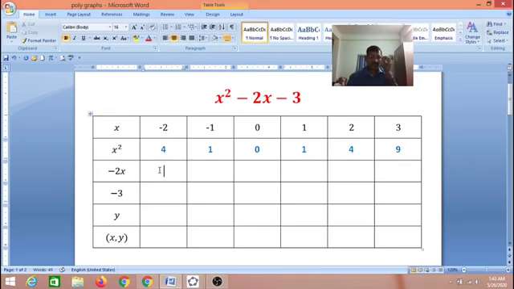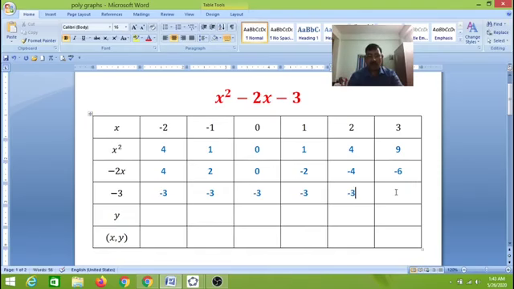Again, minus 2x: minus 2 into minus 2, 4, minus 2 into minus 1, 2, then 0, then minus 2 into 1, minus 2, then minus 2 into 2, minus 4, and minus 2 into 3, minus 6. Again, the last one is minus 3, which is a constant, so we get minus 3 throughout, irrespective of the value of x.